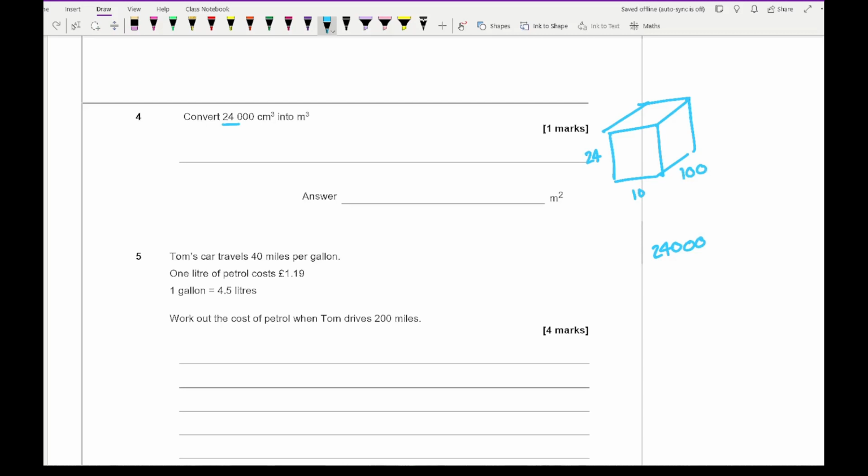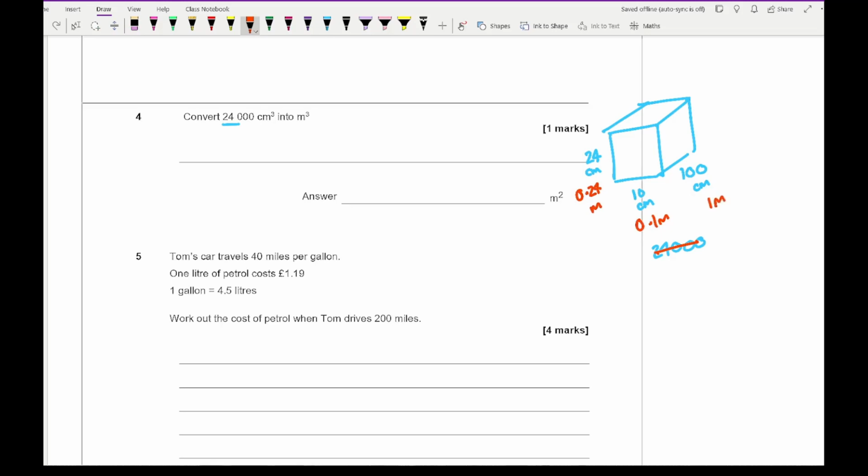So with these, all these measurements are in centimeters. So if I then convert each of these numbers into meters, this is going to be 0.24 meters, that's going to be 0.1 meter, and that's going to be 1 meter.